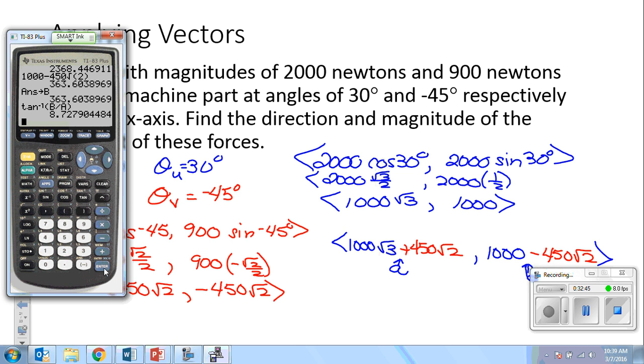Now we have to use our A squared plus B squared to find our magnitude, right? So we say square root of alpha A squared plus alpha B squared. And there's our resultant force. That's the magnitude, in newtons. So 8.73 degrees and 2,396 newtons.